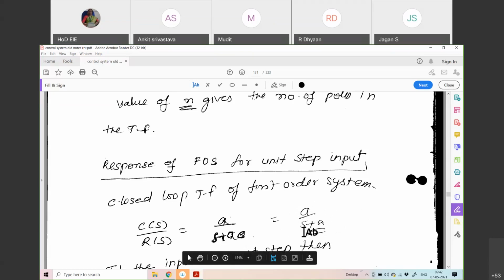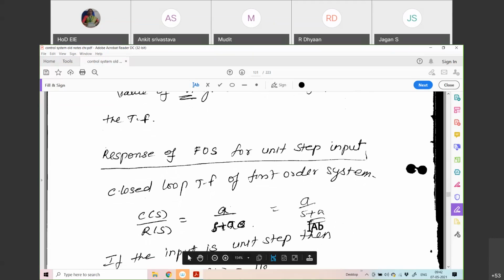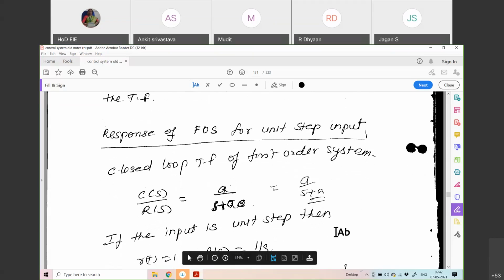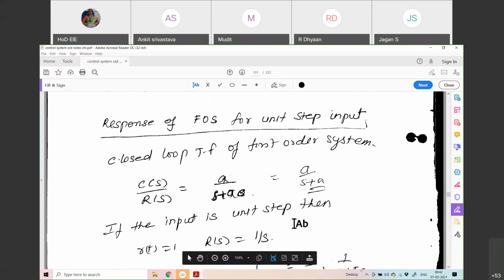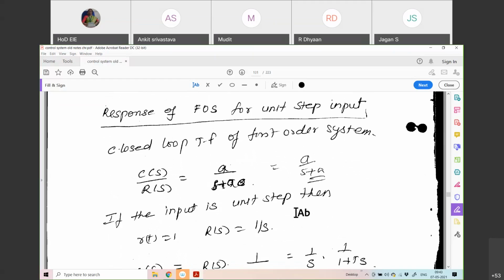Looking at the highest order of S in the denominator, you have to decide the order of the system. This is a typical first order system, A by S plus A. It can be 10 by S plus A, 1 by S plus 1, or 4 by S plus 4, whatever it could be. It is a first order system.